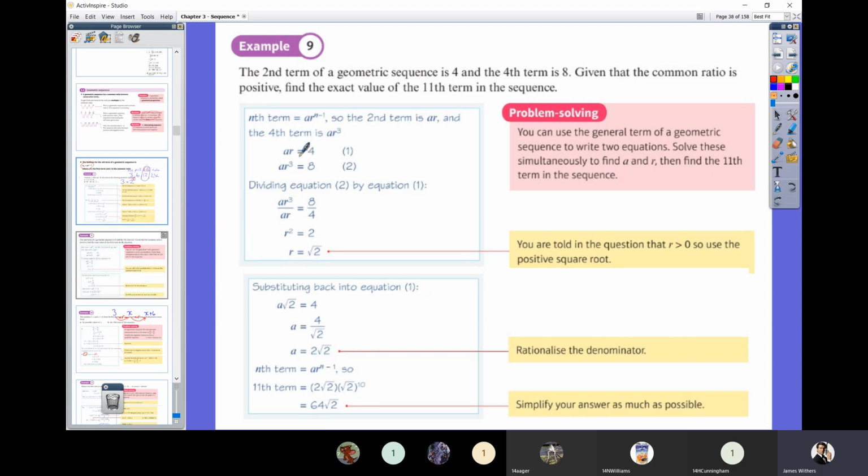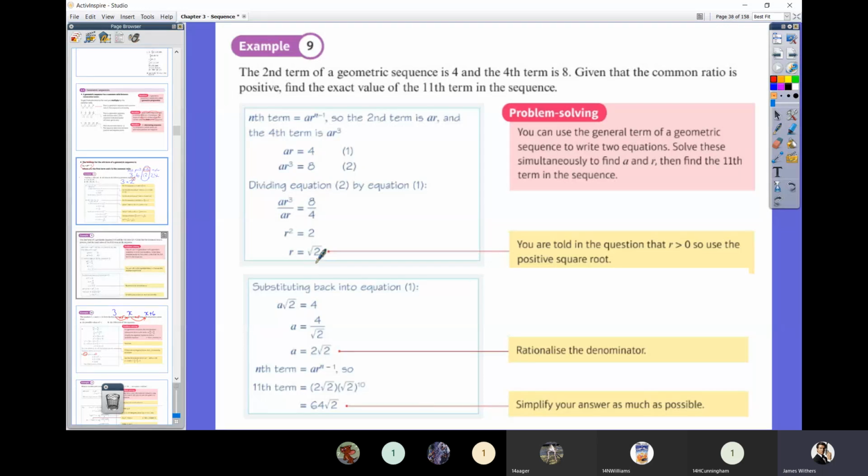Now you've just generated a simultaneous equation here: 2 equations, 2 unknowns. The way to solve that effectively is take equation 2 and divide it by equation 1. So a divided by a is 1, so a goes. r cubed divided by r is r squared, and 8 divided by 4 is 2. So r equals root 2.